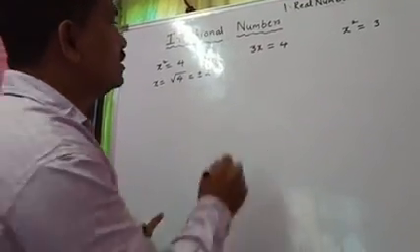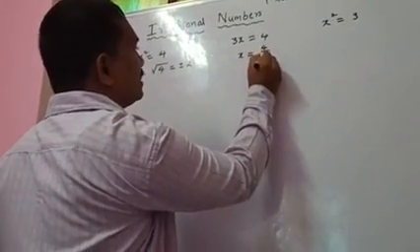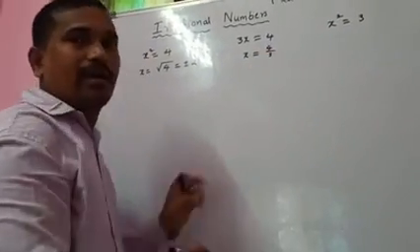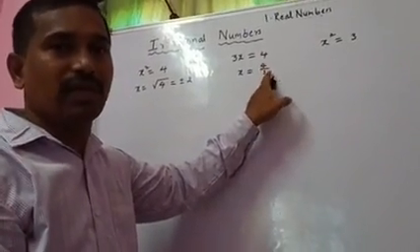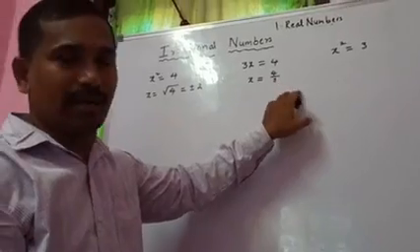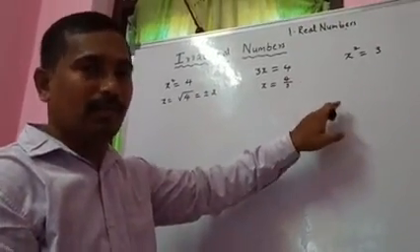Okay. So here see 3x equal to 4. X equal to 4 by 3. It is a rational number. It is in the form of p by q. So this also we can represent on the number line. Already we have seen how to represent rational numbers on the number line.